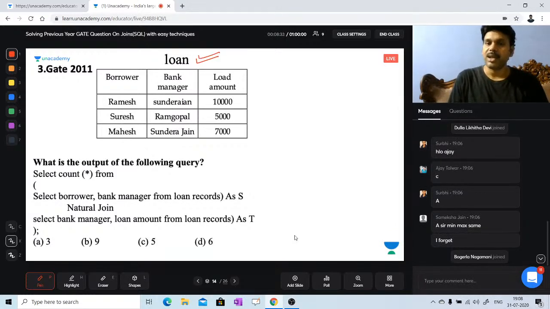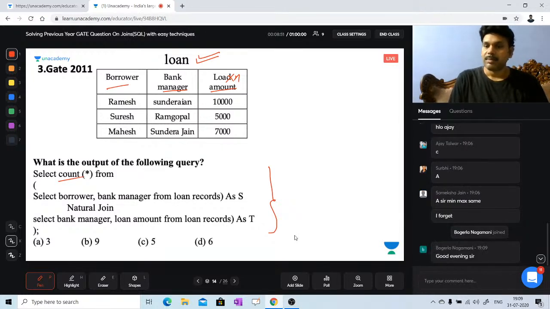So a loan instance is given, which consists of borrower, bank manager, and loan amount. Then what is the output of this query? The query is: select count star from (select borrower, bank manager from loan records as S) natural join (select bank manager, loan amount from loan records). A single table is split into two tables.